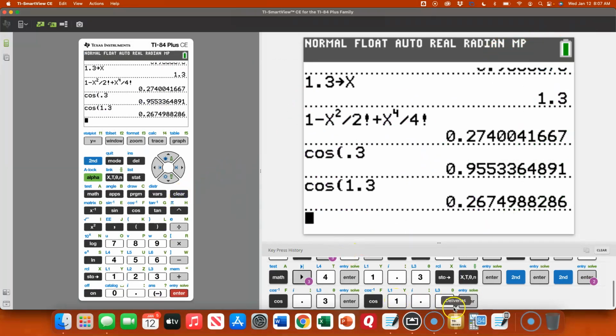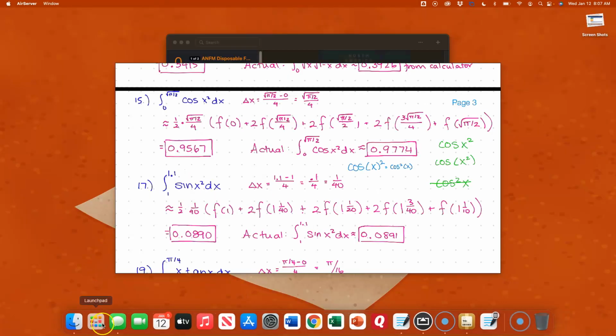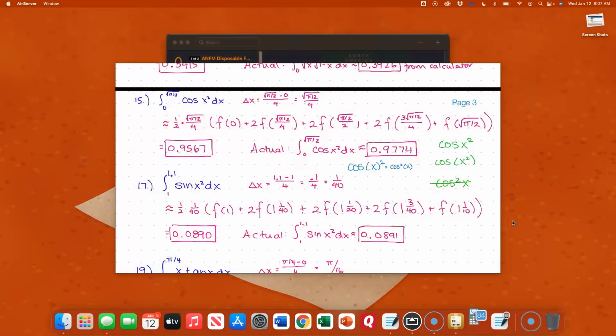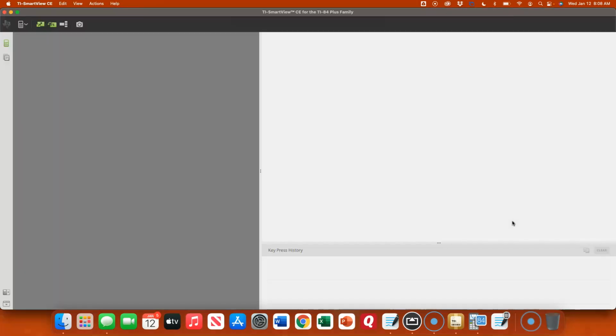Oh, hang on. I have to restart my calculator. Sometimes it freezes. Boop, boop. Cross your thumbs, wait for it to open. Okay.